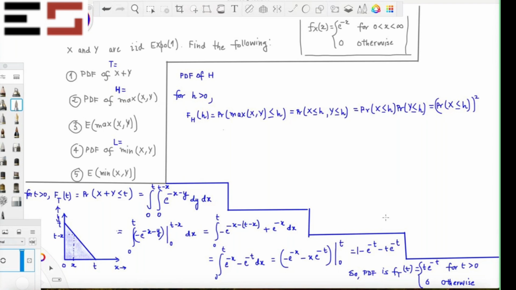So all that you have to do is just square the probability that X is less than or equal to H. That means you just have to find the CDF, the cumulative distribution function of X, and square it. That's all that you have to do. So how do you figure out the CDF?